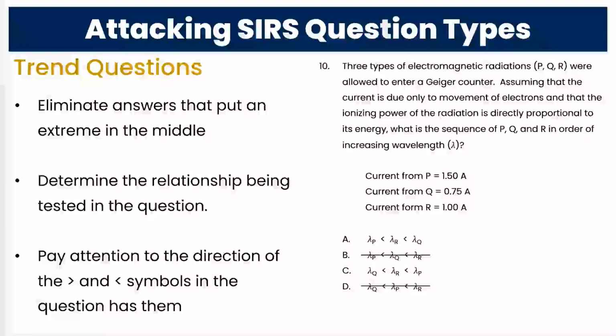So now, once we've done that, we have to figure out what the relationship is. So using the information in this question, is current directly related or indirectly related to wavelength? There's a stair step concept in the middle because they tell us how current is related to what in the question.